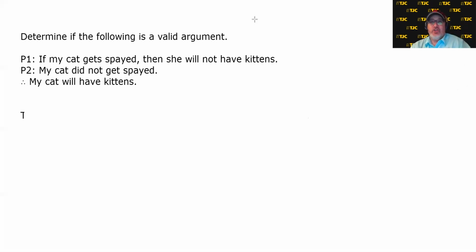Let's analyze the structure of the argument. The first premise is a conditional, and you'll notice a lot of these common argument forms start with a conditional, so get ready to go antecedent, consequent, and where else are you? The antecedent of the first premise is my cat gets spayed. The consequent is she will not have kittens. What is the second premise relative to that antecedent or consequent?